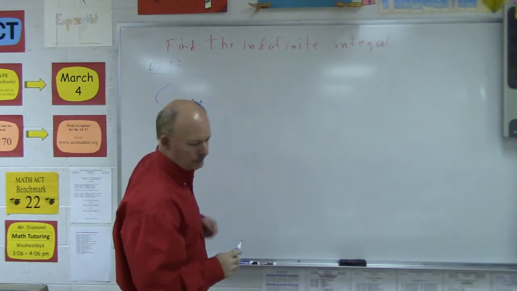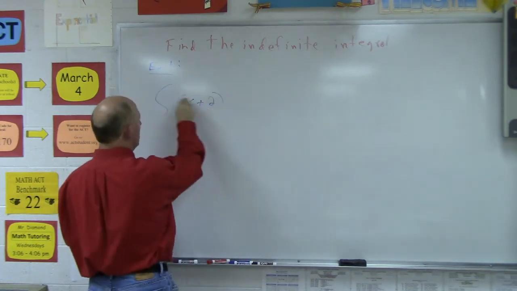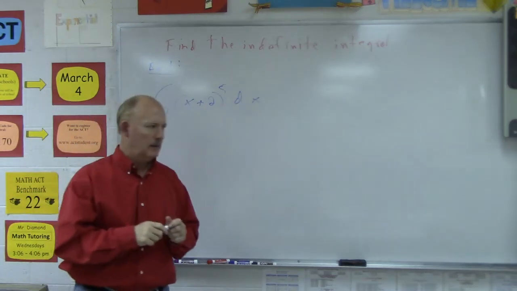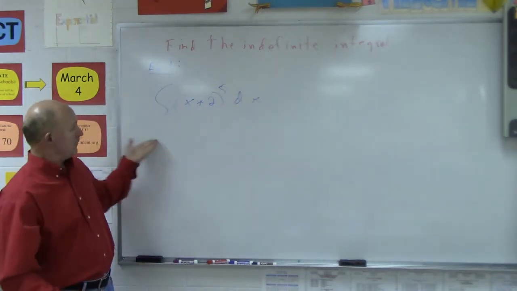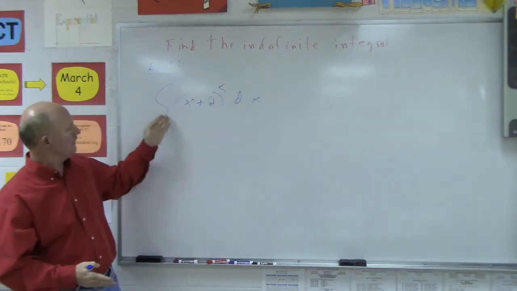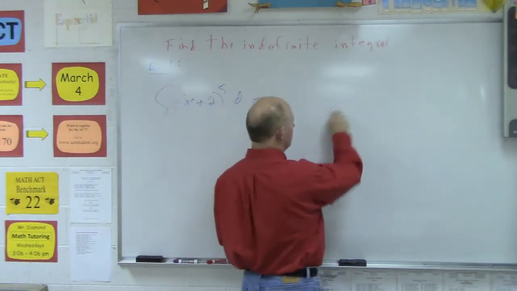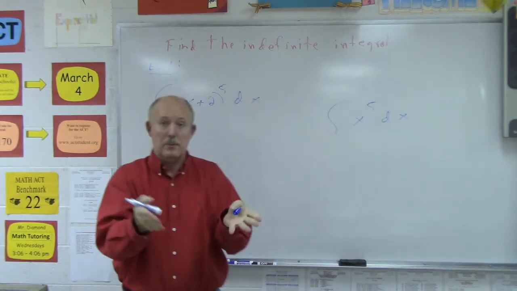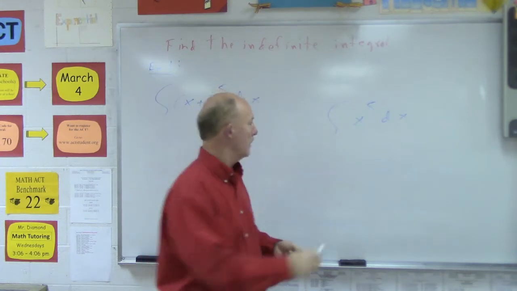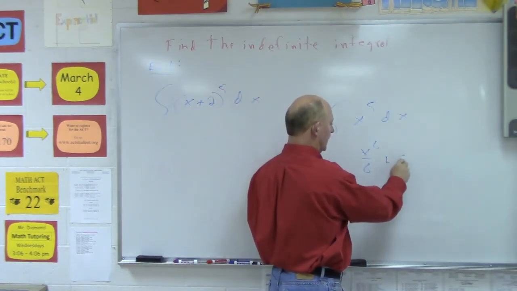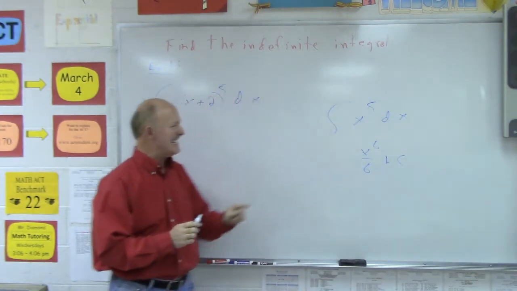Let's see, we'll do the integral of x plus 2 raised to the 5th power dx. Now, how do we find the antiderivative of this expression here? If this were the integral of x to the 5th power dx, we would just remember the power rule: we add 1 to the exponent. This would give us x to the 6th power divided by 6 plus c. So this we can do very easily.